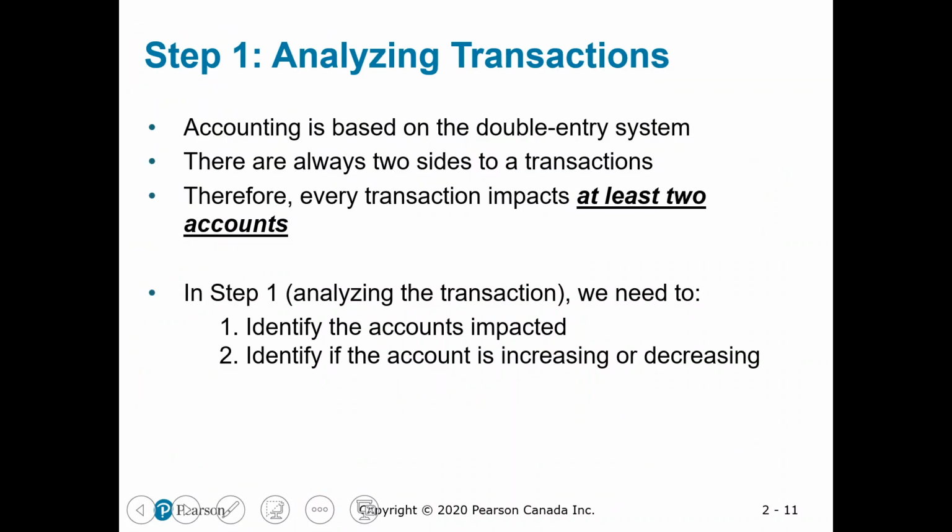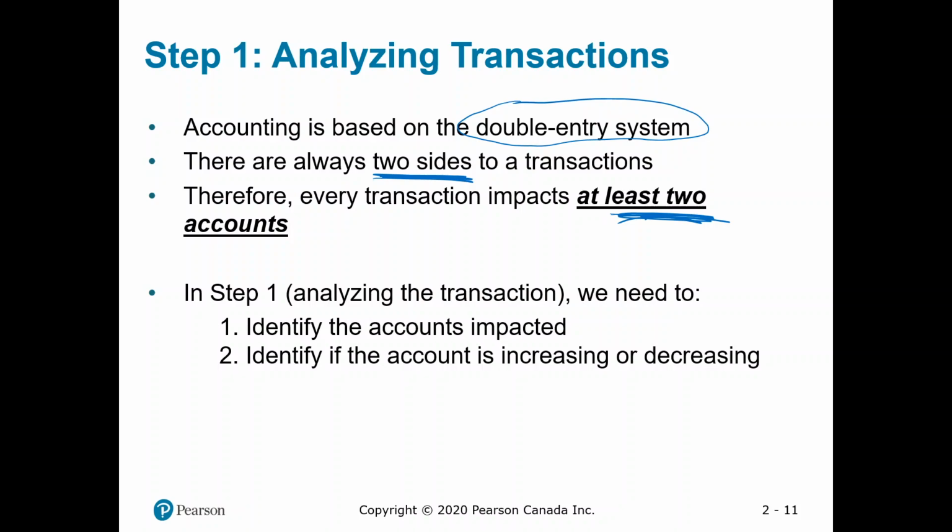Okay, so step 1 in the accounting cycle is analyzing transactions. Now, when we look at a transaction that occurs, we're going to look at accounting that is based on this double entry system. And this tells us that there are always two sides to a transaction. And because of this, every transaction that we have will have at least two different accounts. It could be more, but always at least two. And that's what we'll start with.